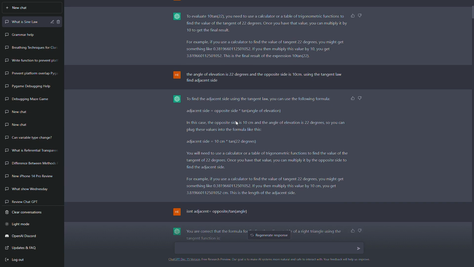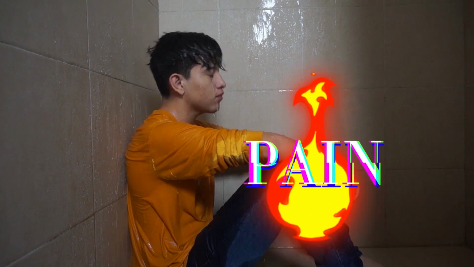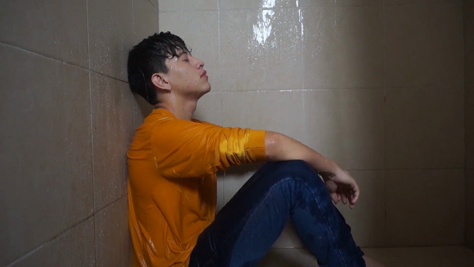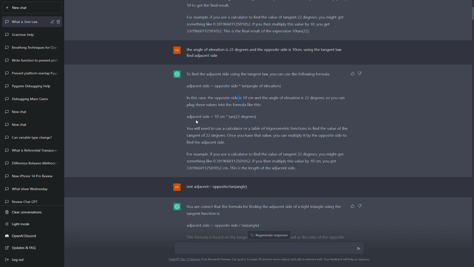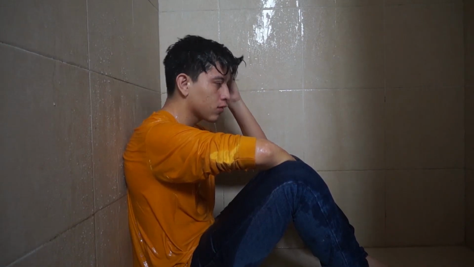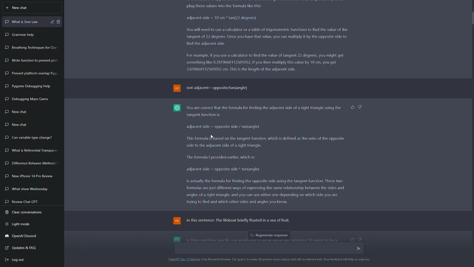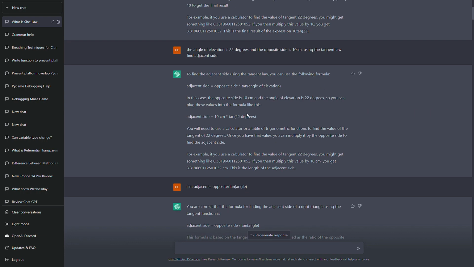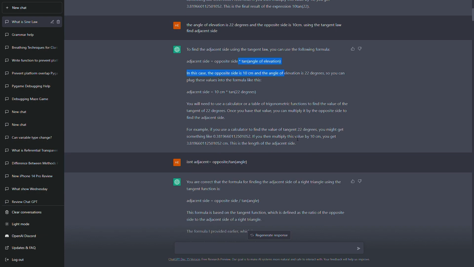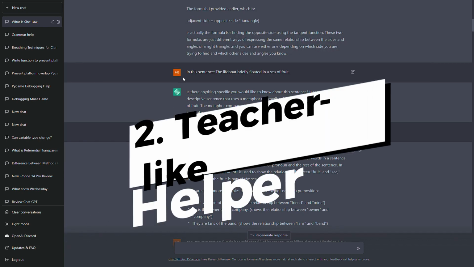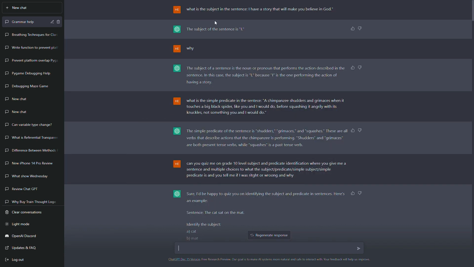Similarly, it says adjacent equals 10 centimeters times tan 22 degrees, which is false because adjacent is actually opposite over tan. So it was super confident when it mentioned that this was correct. But that is a downfall of this software. It is wrong sometimes. And the weird thing is that it actually recognizes that it was wrong. You are correct. So my question is, why did it do this in the first place if it knew that it was wrong?